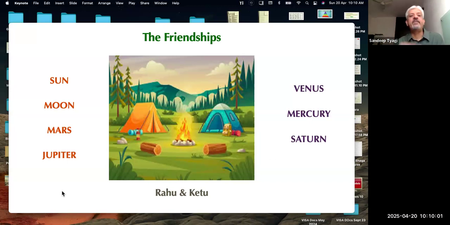And so forth and so on. I'll share a table with you, which will give you a more accurate relationship table. Some of them are neutral towards each other, like, for example, Jupiter and Saturn. Jupiter doesn't bother about the servants.